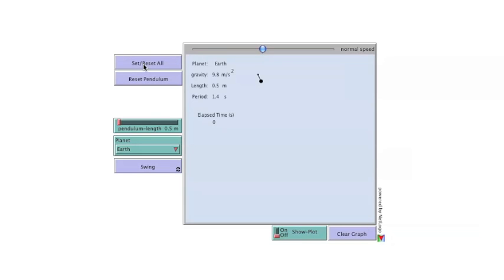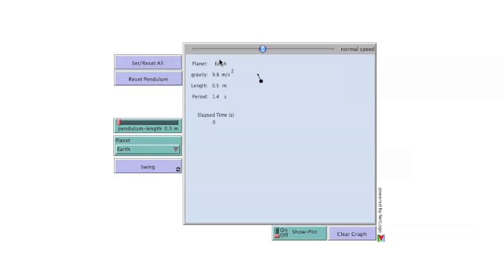Once initialized, the main window shows a pendulum. The pendulum is made up of a small round weight called a bob, suspended from a pivot point by a string. The top left corner of the main window shows the planet the pendulum is on, the gravity on the planet in meters per second squared, the length of the pendulum, and its period.